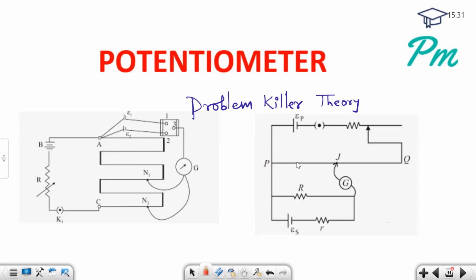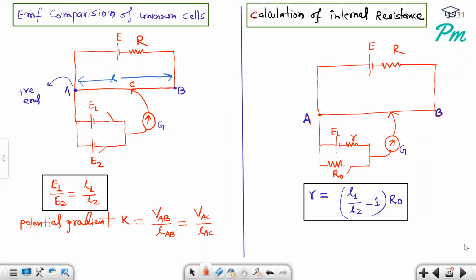Okay, so let us see the applications of potentiometer and its important results to solve problems. First of all, one of the important applications of potentiometer is EMF comparison of two unknown cells. See, this is our main circuit. This is also called the primary circuit, and this is the primary cell, and this is a series resistance connected with the primary cell, and AB is the length of the potentiometer wire. And here E1 and E2 are two cells whose EMF need to be compared. Suppose AB, the length of the potentiometer wire, is L. This end is called the positive end.